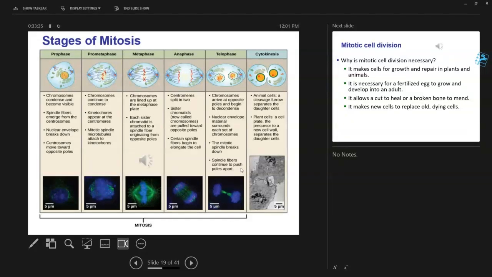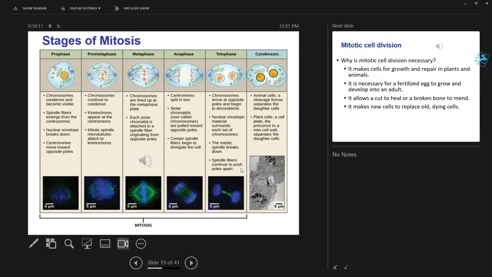Next one is anaphase. The 2 chromatids are being pulled apart, so they start to separate. As you can see, a little bit of daylight in between 2 lines of chromosomes. That means it's in anaphase. And then later on in telophase, the chromosomes are completely separated into 2 sets, and a new nuclear envelope will form around each set of chromosomes, forming two nuclei now. And spindle fiber breaks down, it's not needed anymore.